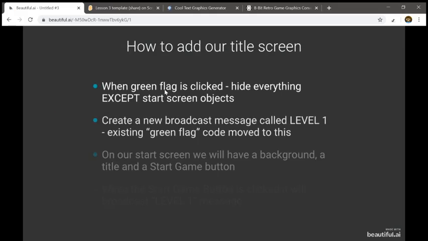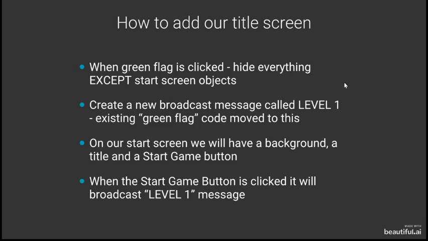Let's have a look at the old presentation again. So to add our title screen, we want some algorithms. We need some stuff that it's going to do in order so that it will work. So when the green flag's clicked, we're going to hide everything, rather than at the moment when the green flag is clicked it sets up the first level. We're going to create a new level called level 1. So instead of just running level 1 when the game starts with the green flag, it's going to go to the title screen instead. And then when you click on the start button, it will go to level 1. So we're just adding an extra step before the game starts.